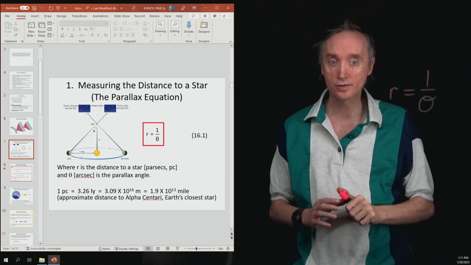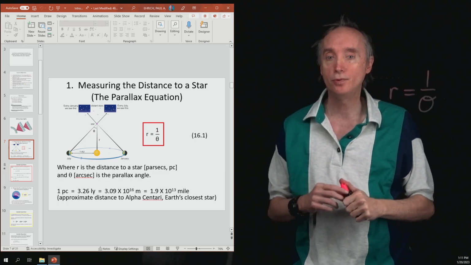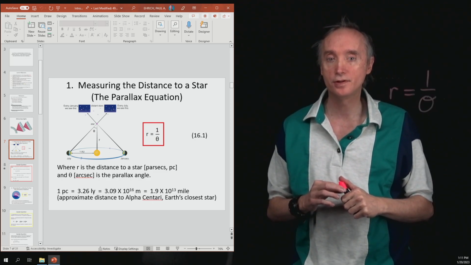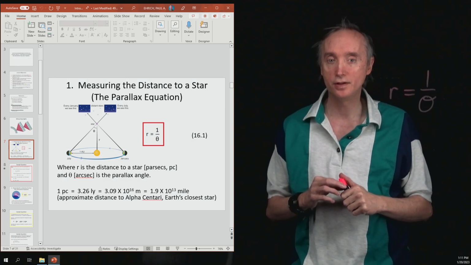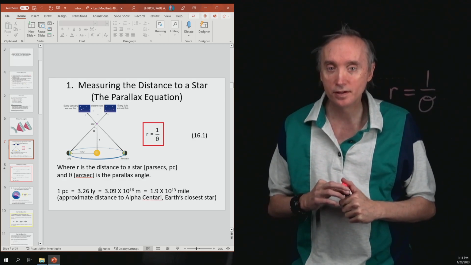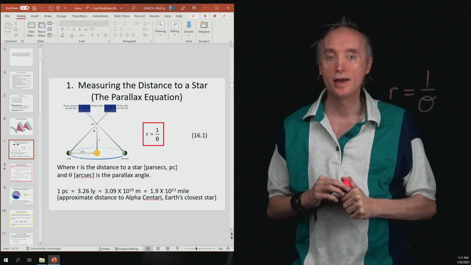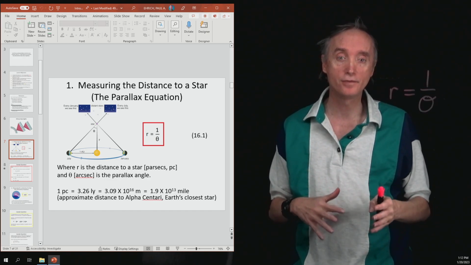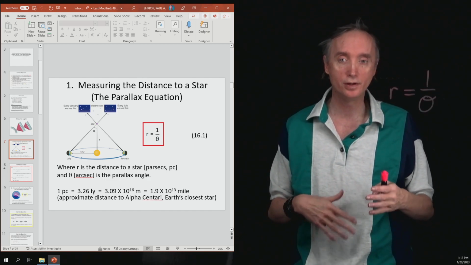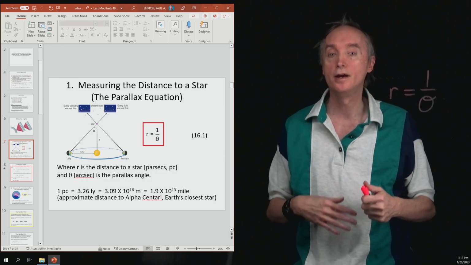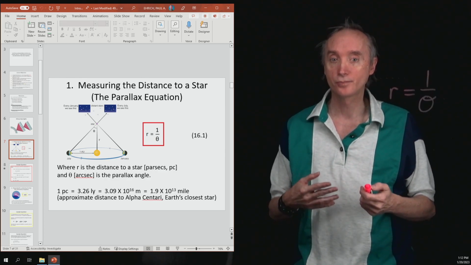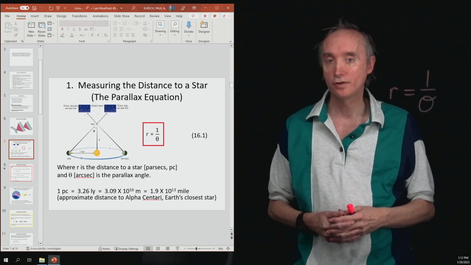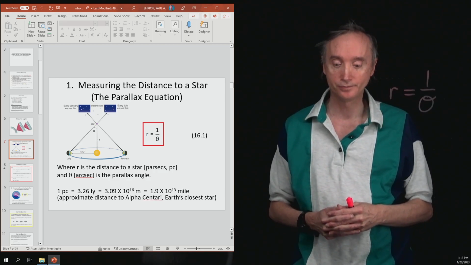So 1 parsec is equal to 3.26 light years, and it's also equal to 3.09 times 10 to the 16th meters. And that is approximately the distance to Alpha Centauri. Now, it's not quite, because we know that the distance to Alpha Centauri is about 4 light years. But just for the sake of argument, that gives you a rough idea for how big a parsec is.